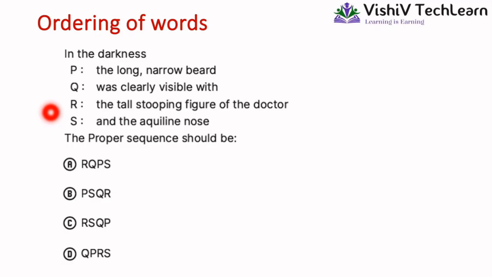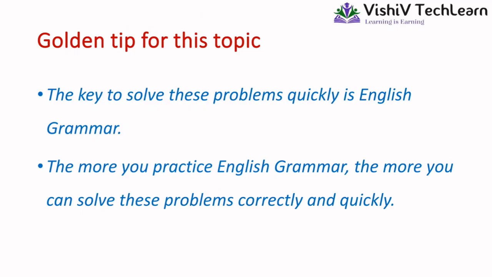If you think of these options, we can start with maybe R. In the darkness, the tall, stooping figure of the doctor was clearly visible. The figure of the doctor is clearly visible. That is how the situation is. Was clearly visible with the long, narrow beard and the aquiline nose. This way the sequence should be right. So we can start with R, then Q, then P, and then S. RQPS, and that is option A. Option A is right.